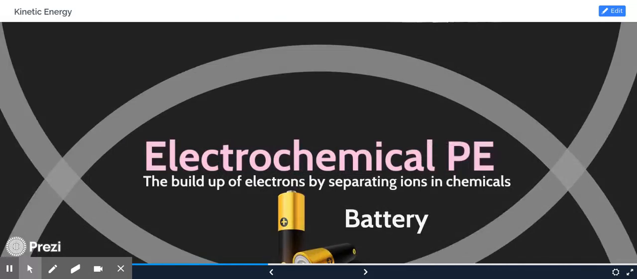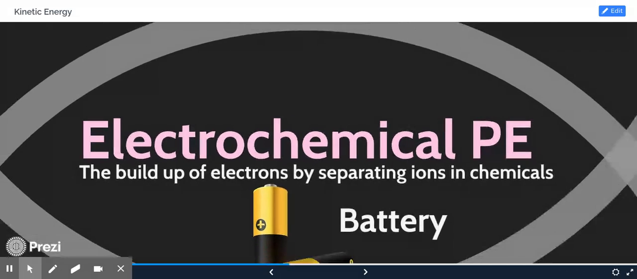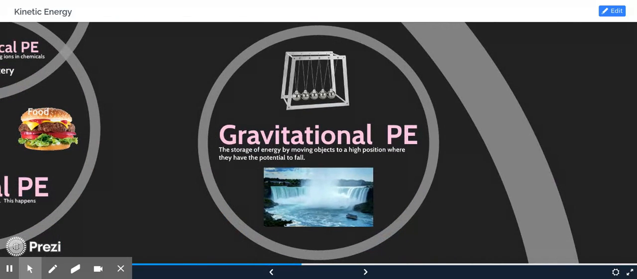Okay? When you combine these two together, you get electrochemical potential energy. It's a combination of building up electrons by separating things chemically, and that's what you experience in a battery. So storing electricity by separating chemicals.